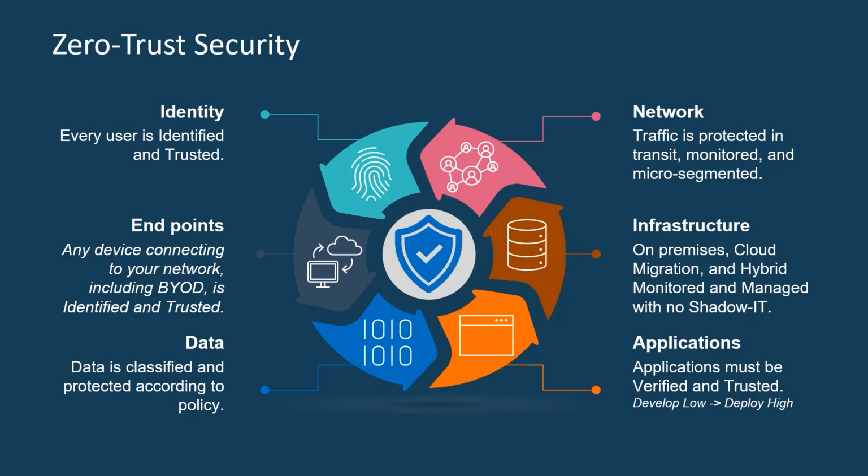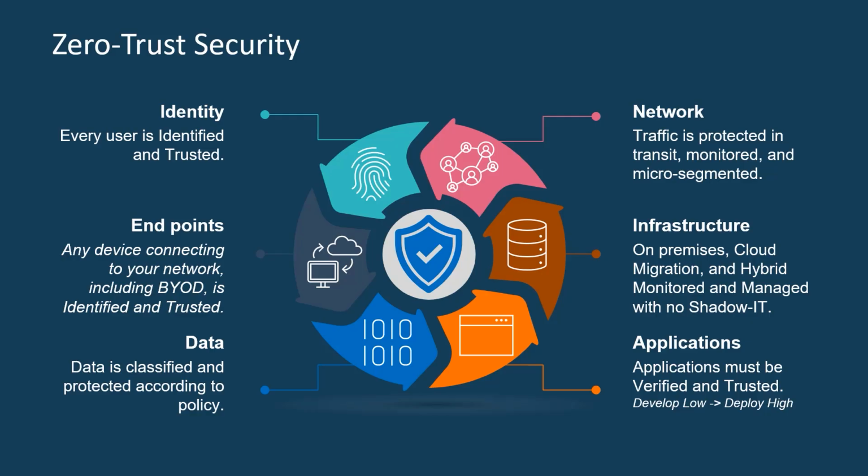Infrastructure, really important because we're running everything. We're operating systems. We can actually do cloud. We can do a hybrid environment. That should be monitored and managed. And this is where we make sure we don't have any shadow IT. Finally, one of the last pillars here is traffic. Traffic should be protected in transit, monitored, and also microsegmented.